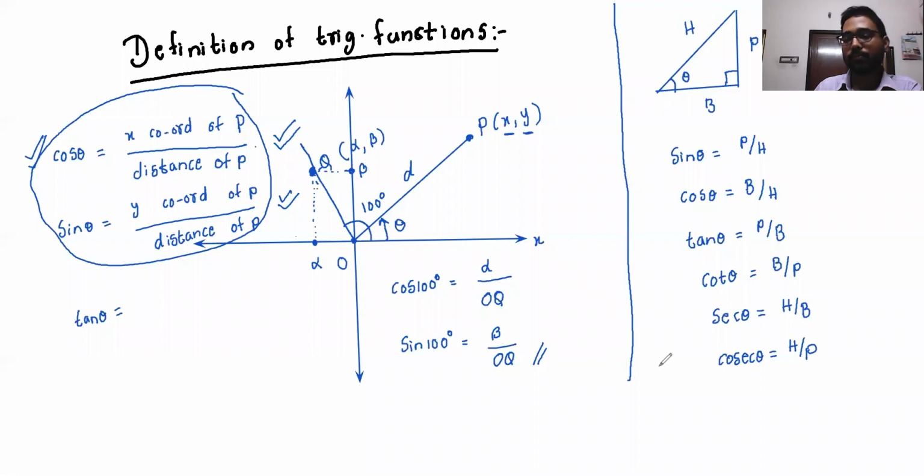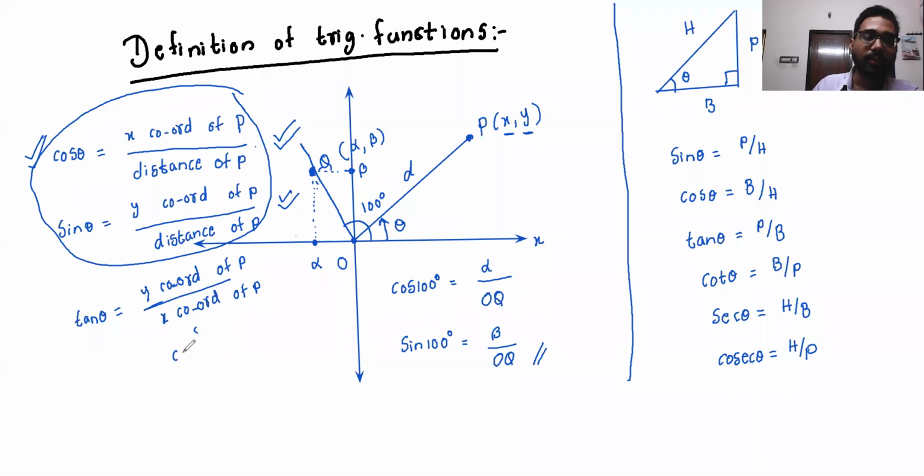Okay, so tan theta is going to be sine upon cos. So it is just going to be y coordinate of P upon x coordinate of P. So this is tan theta. Similarly, we can easily write cot theta. Cot theta is reciprocal of tan, that is x coordinate of P divided by y coordinate of P.